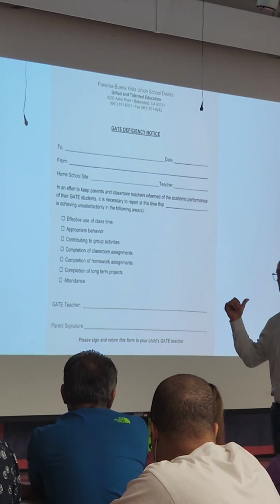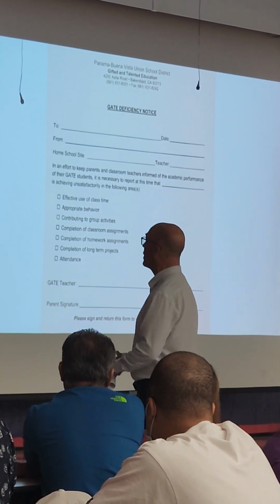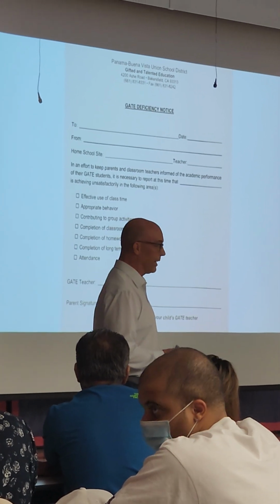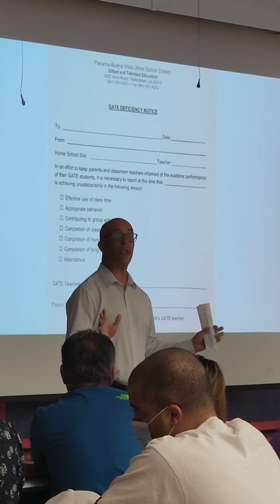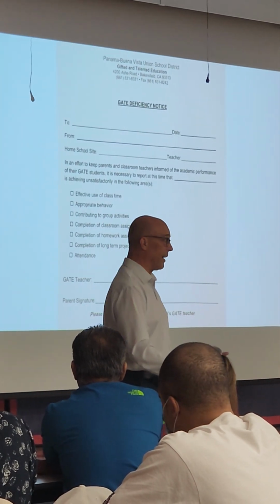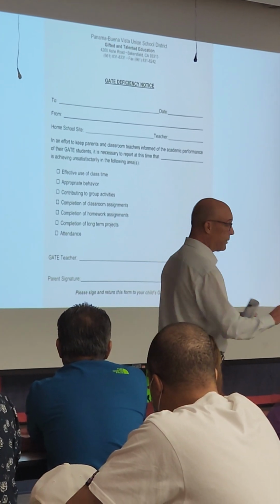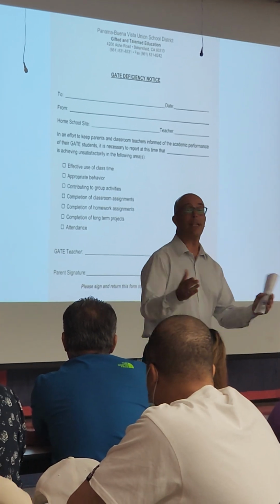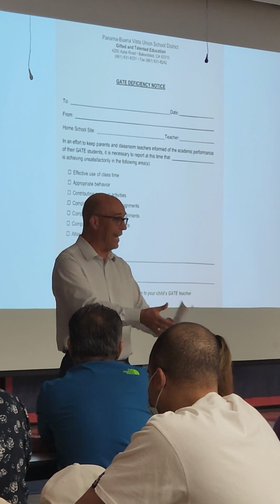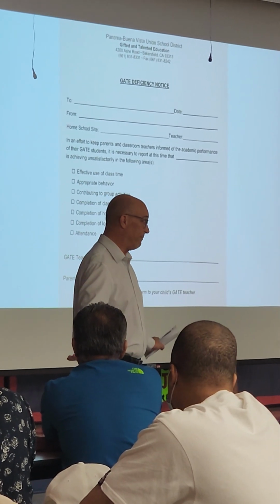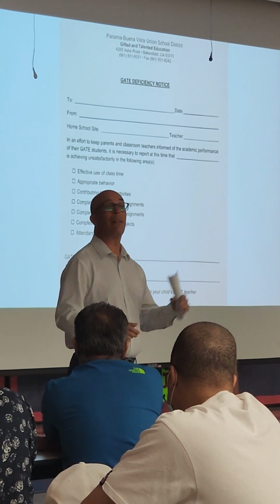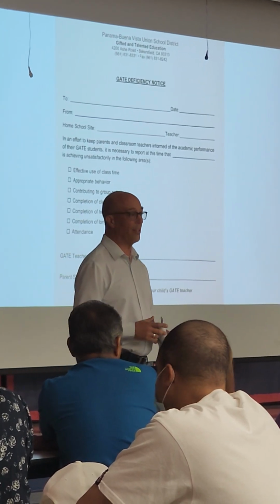Another one is no homework. Producing of homework assignments, that is the biggest one. If a child forgets their homework one week, everything is fine. We understand they probably left their GATE binder at home or at school. Bring it next week, everything is fine. The next week comes around, they bring their homework from the previous week and this week, everything is fine. They come the next week and they go, I don't have the homework. What about last week's homework? I don't have that either.